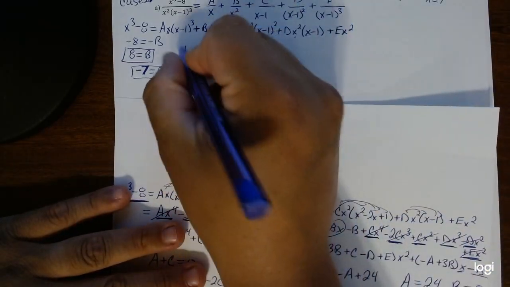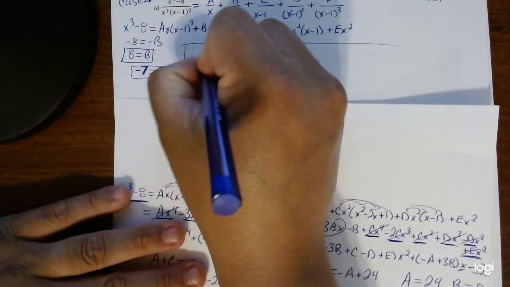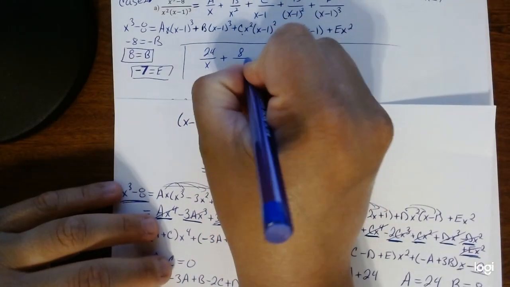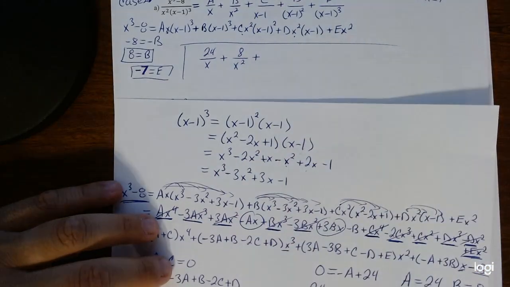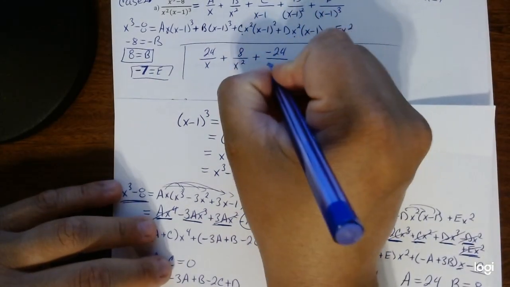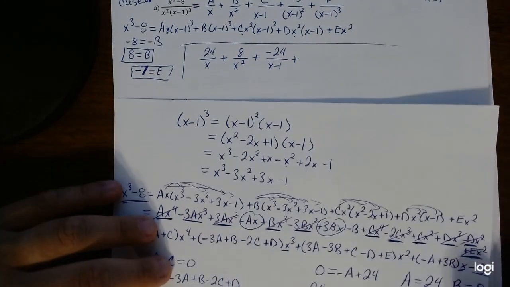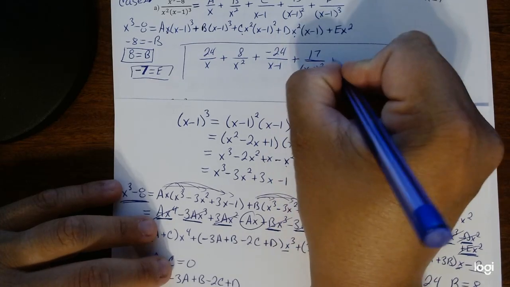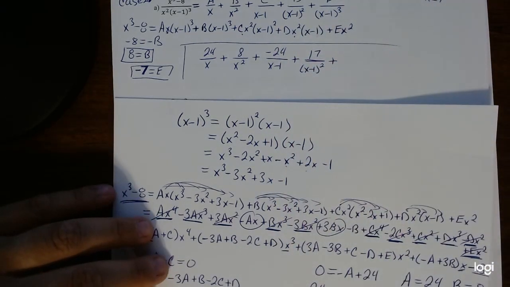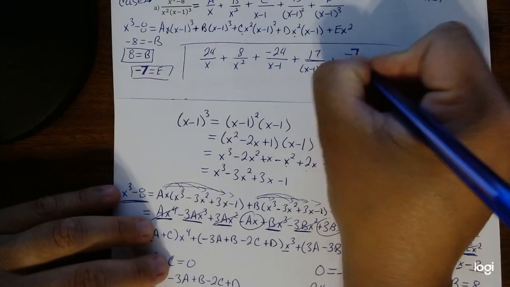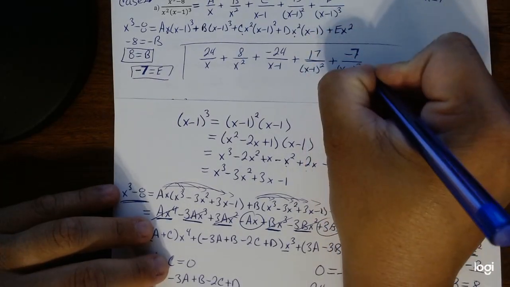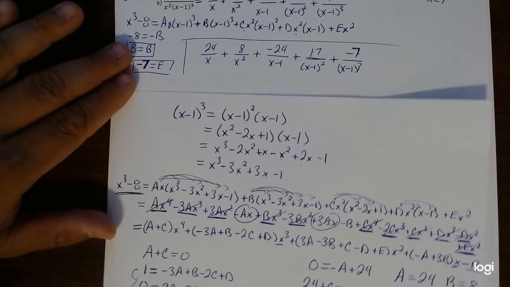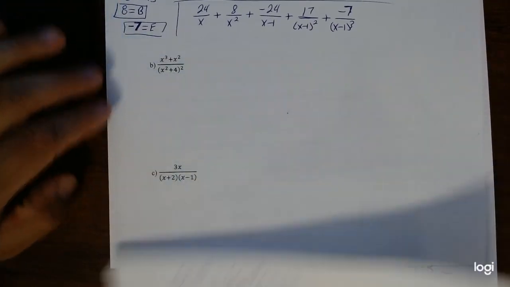So all this horrible mess ends up being 24 over x plus 8 over x squared plus negative 24 over x minus 1 plus 17 over x minus 1 squared plus, and what was e? Negative 7. Negative 7 over x minus 1 to the third power. So get the hardest one out of the way first, right, when it comes to it. Okay. All right, let's try b now.